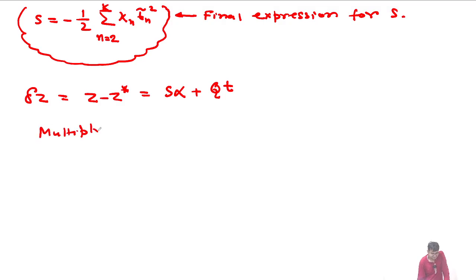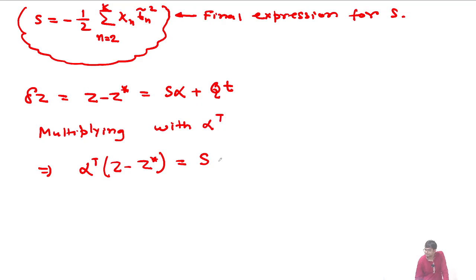Multiplying with alpha transpose, we get alpha transpose (z minus z star) is equal to S. S, right? But remember, I said I don't want alpha. I told you that, right? So I have to do something about that.